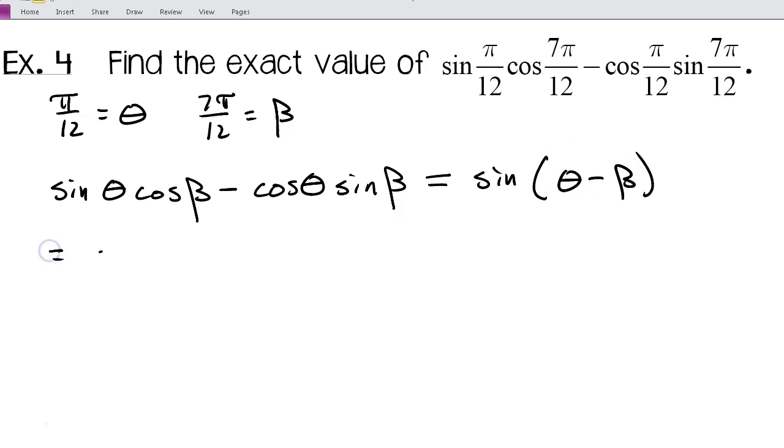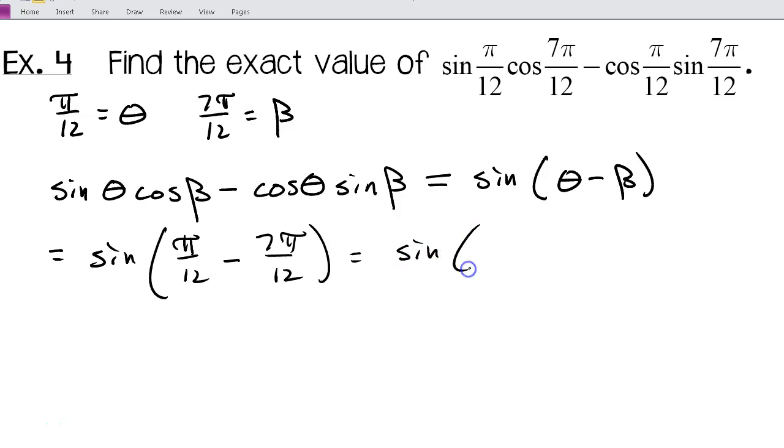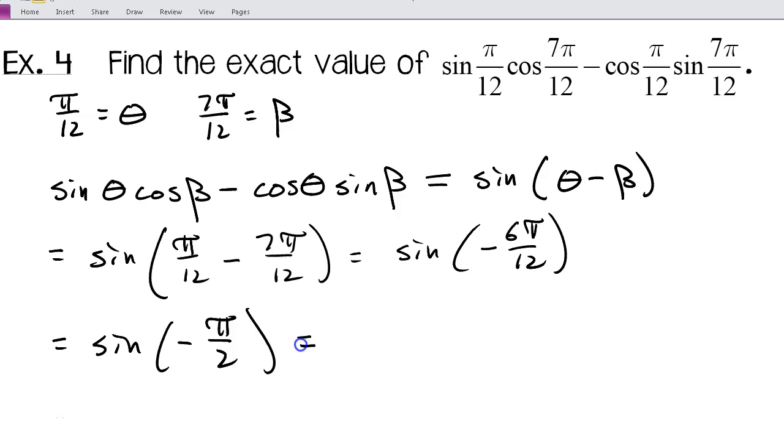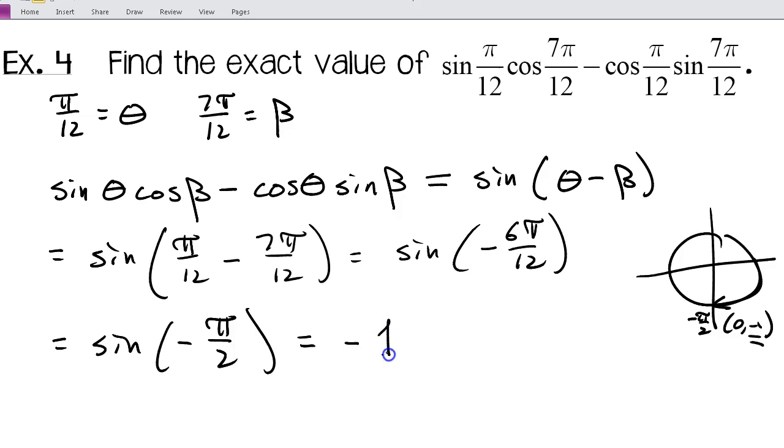Let's substitute theta and beta back in: pi over 12 minus 7 pi over 12, which gives me sine of negative 6 pi over 12. Again, if this didn't turn out to be a special angle, we would just leave it like this. But it reduces to the sine of negative pi over 2. Negative pi over 2 is down here, and my coordinates are (0, negative 1). I'm looking at the y-coordinate, so this would be negative 1.